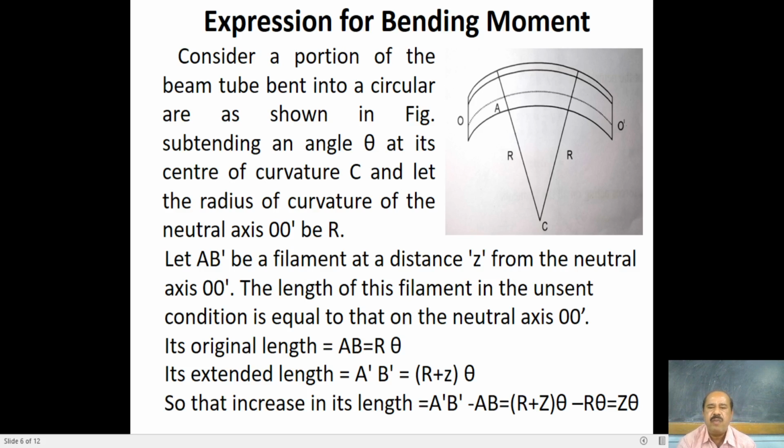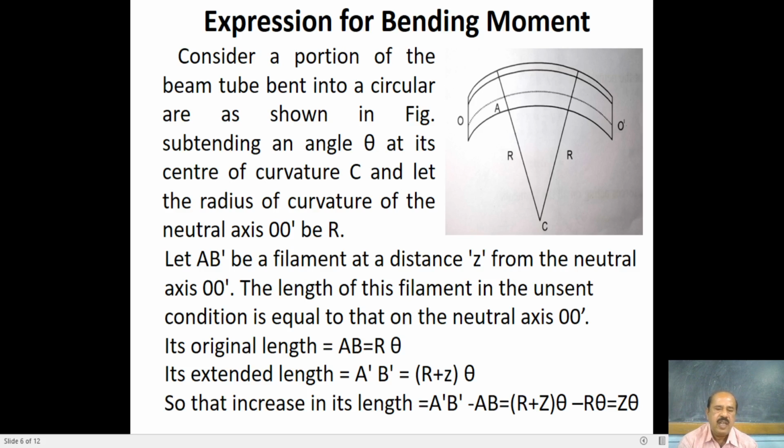In this diagram, we bend the beam in the form of an arc. Consider the portion of the beam bent into a circular arc, as shown in the figure, subtending an angle theta at its center of curvature C, and let the radius of curvature of the neutral axis OO' be R, where R represents the radius of curvature of the bent beam. Let AB be a filament at a distance Z from the neutral axis OO'. The length of this filament in the unbent condition is equal to that of the neutral axis OO'.